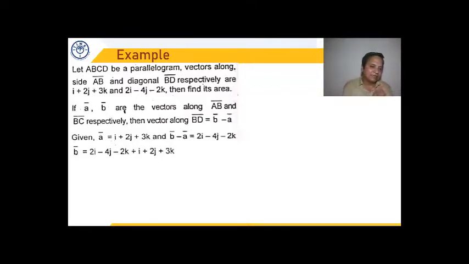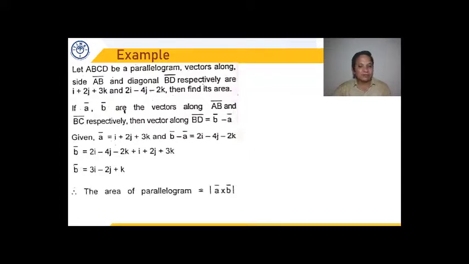If we add them, left hand side A plus B minus A, A cancels out with minus A, B will be remaining. Right hand side 2i plus i becomes 3i, 2j minus 4j becomes minus 2j and 3k minus 2k becomes plus k. So it becomes 3i minus 2j plus k. So we get the vector B also.